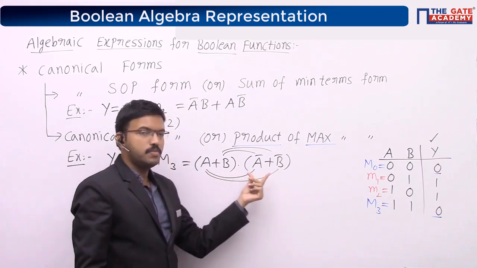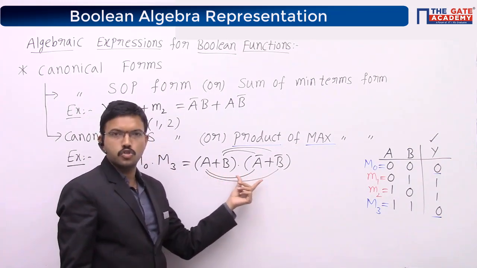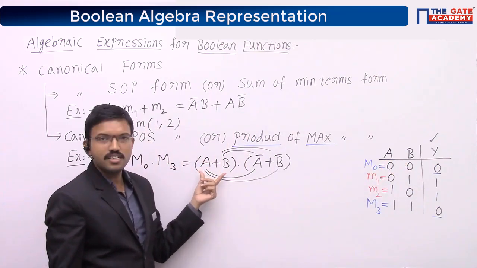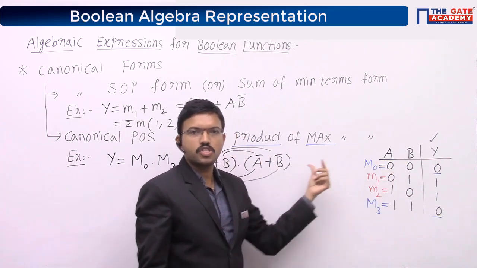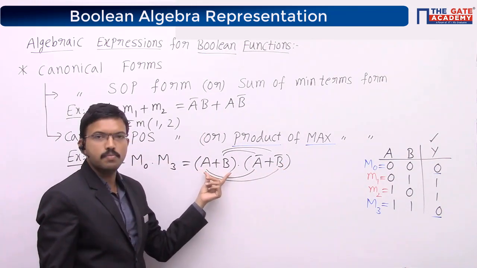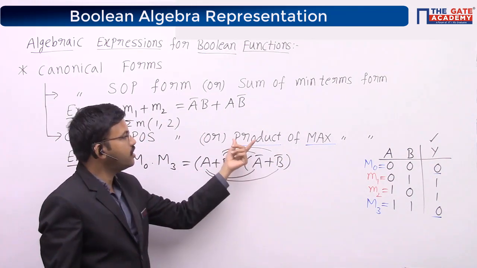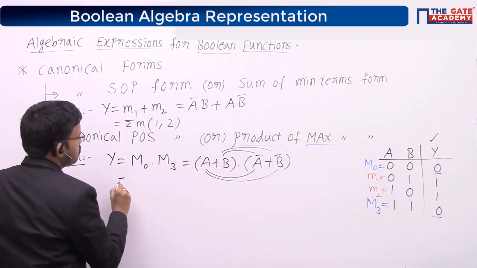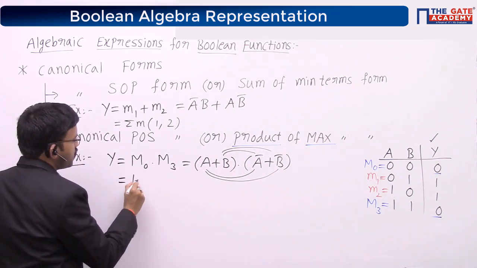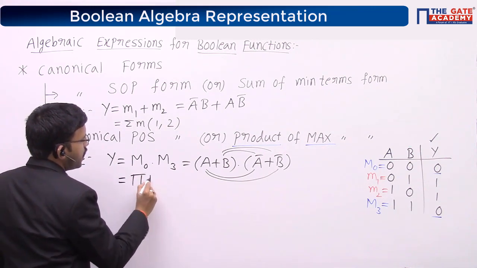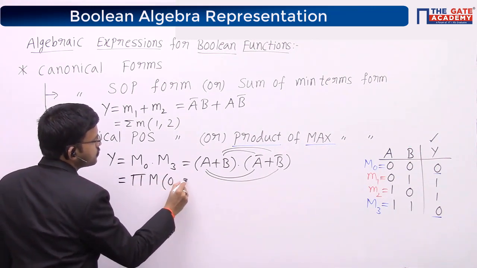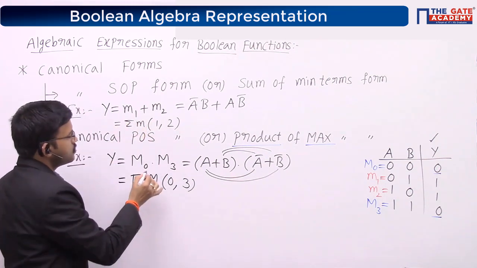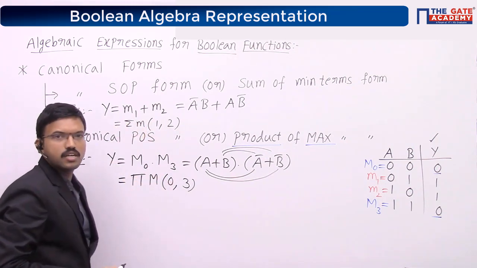Here in each sum term, the number of literals is 2. That is the same as the number of given variables. If the number of literals and the number of given variables both match, then I will call the sum term a maxterm. Here we are having a product of maxterms. This one you can represent with the symbol pi, capital M 0, 3. Here sum we are representing with the sigma symbol. Similarly, here product is represented with the pi.